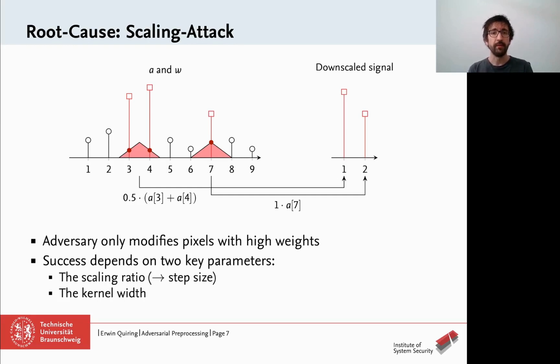And the kernel width. The larger the kernel width, the more pixels are considered for downscaling, and the attacker needs to modify more pixels, and the attack becomes more visible. Different scaling algorithms and libraries differ in the definition of this kernel window and the moving operation. And interestingly, it is quite common to fix the kernel width irrespective of a scaling ratio. So while the adversary cannot control the kernel width, she can control the scaling ratio, enabling a scaling attack.